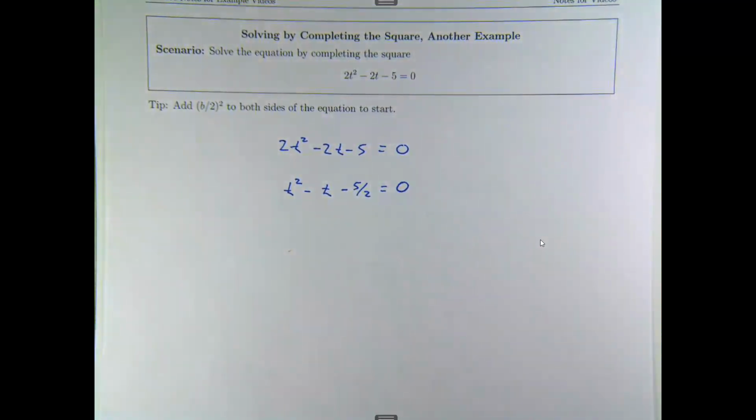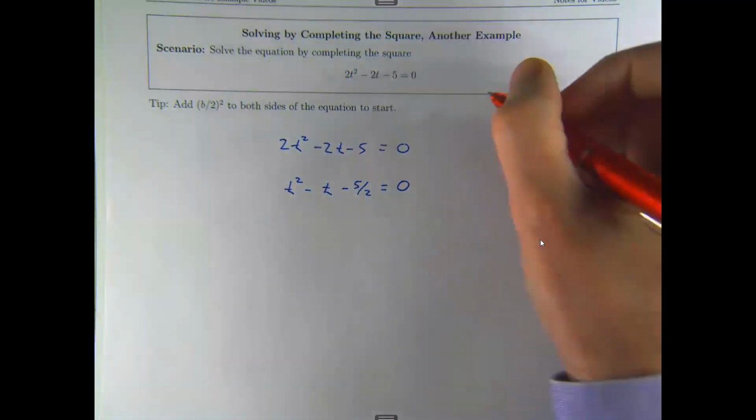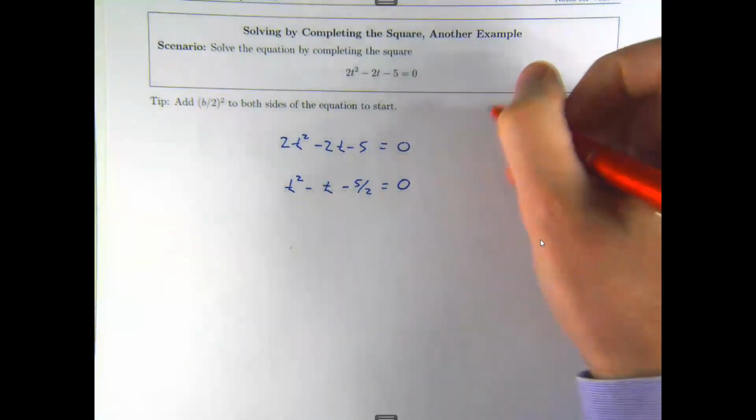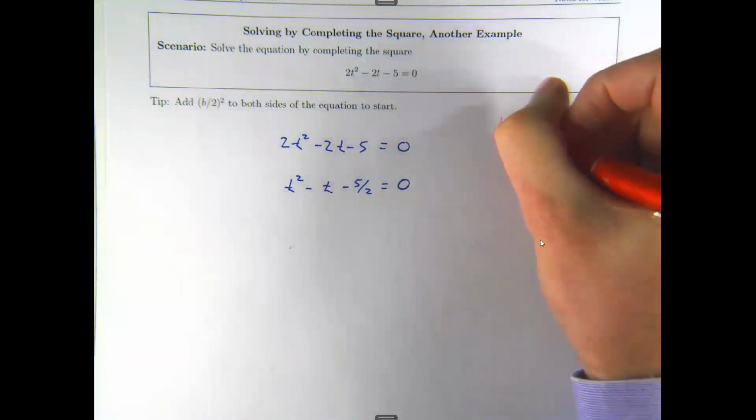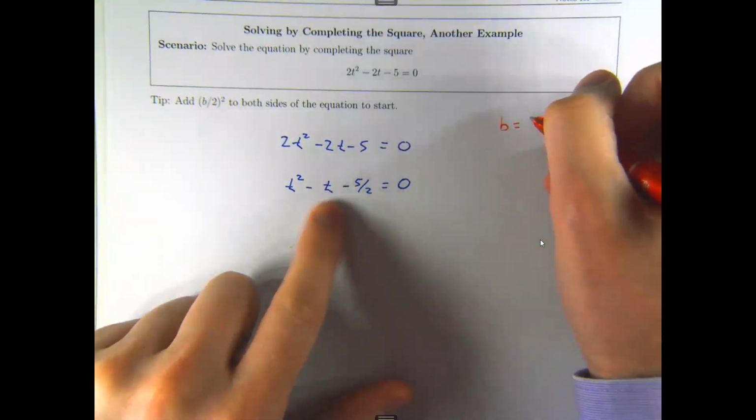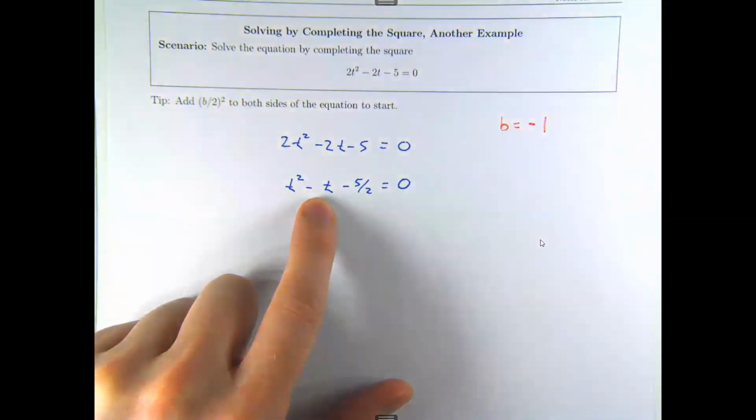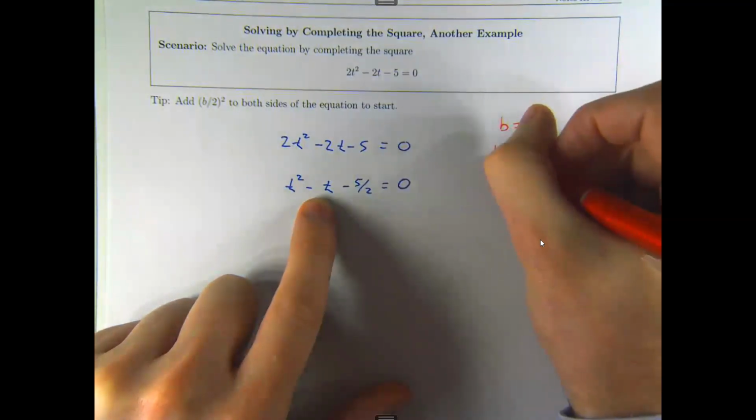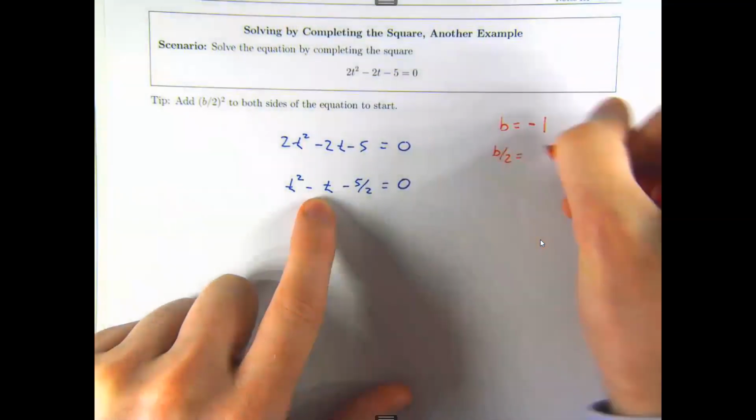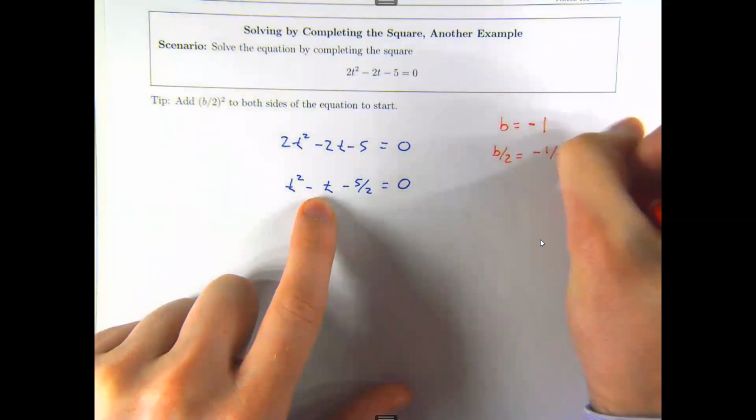Now, the next thing I'm going to do is add b over 2 squared to both sides to complete the square. So, reminder, your b is the thing next to your middle term. So in this case, my b would be -1. I'm keeping track of the sign. So b over 2 would be -1 over 2.